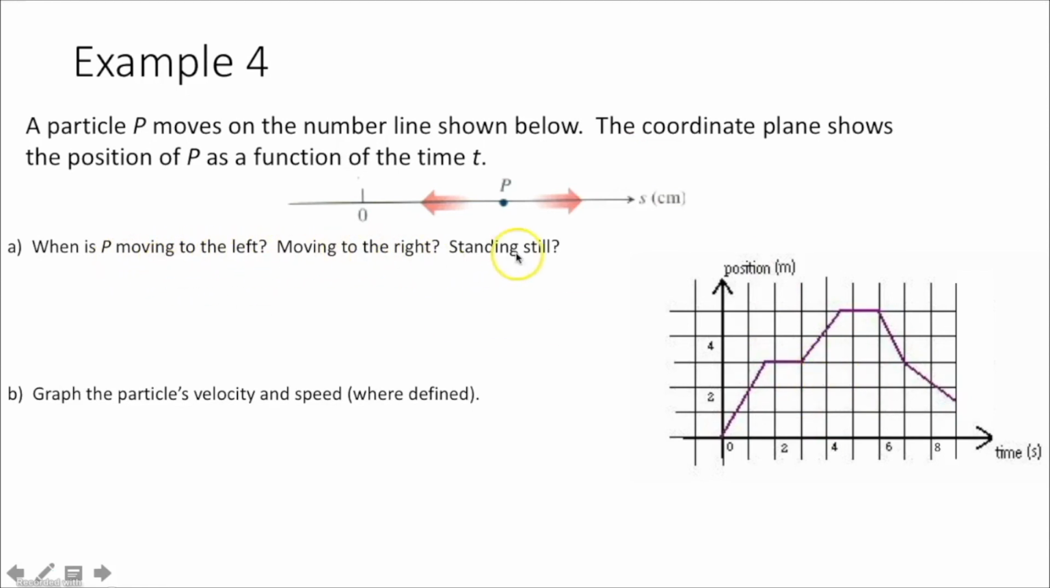When is it moving right? When is it standing still? So this particle is moving left and right on a number line, and this is telling you where the position of the object is over the given time. Now it says, when is P moving left?